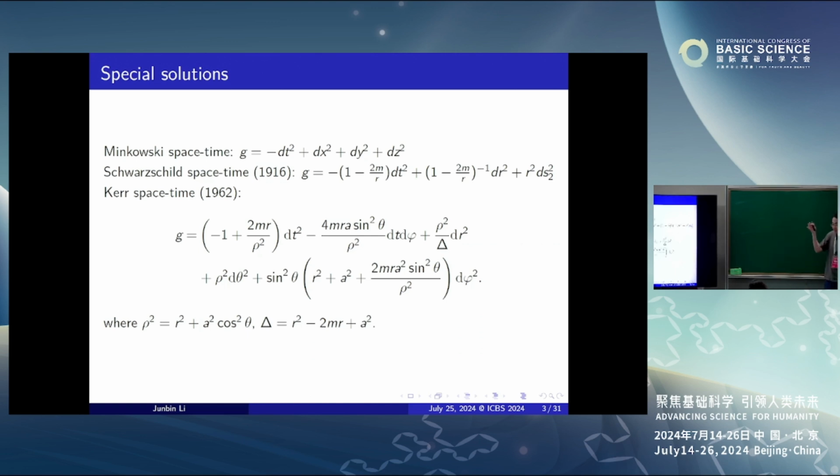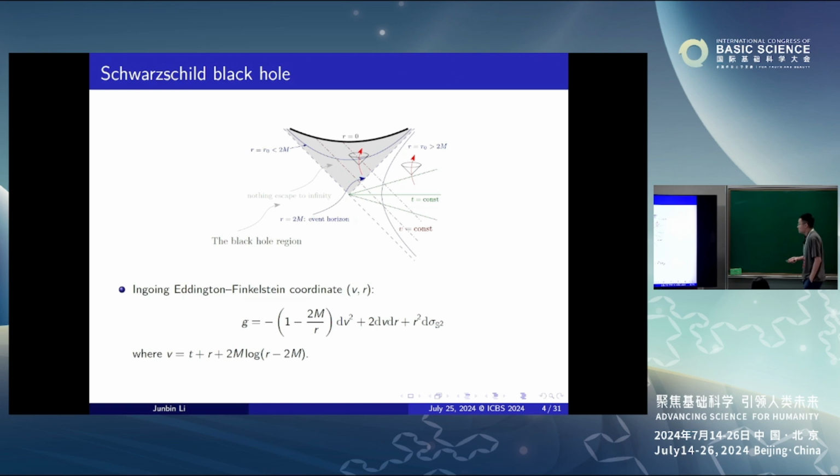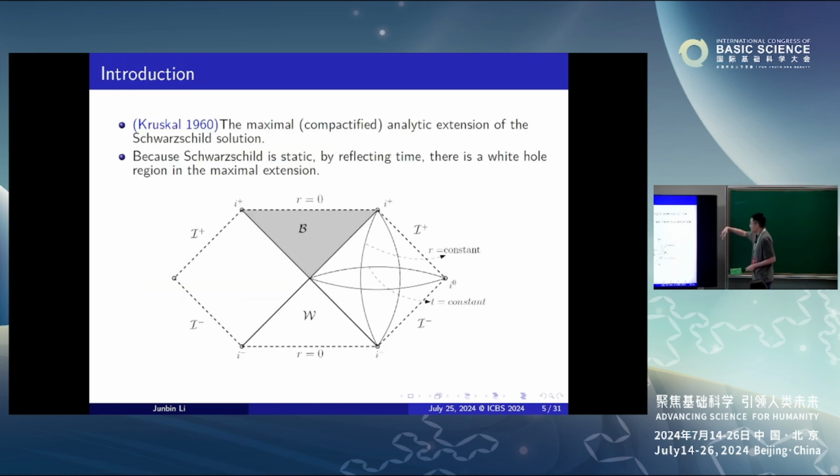All things do not change. So if you try to reflect the time, the black hole will become a white hole. It is just a theoretical thing, a mathematical thing. In the black hole, nothing can escape, and in the white hole, things just change. So this is the white hole region of the Schwarzschild.